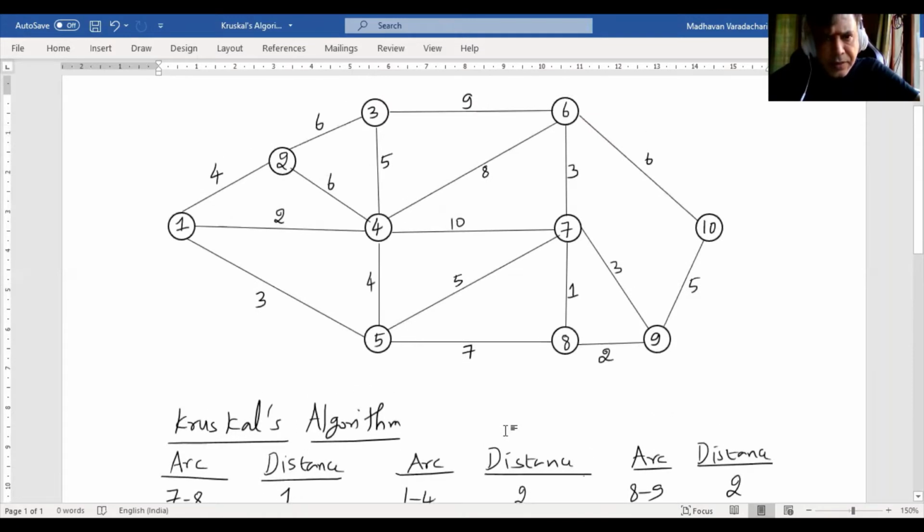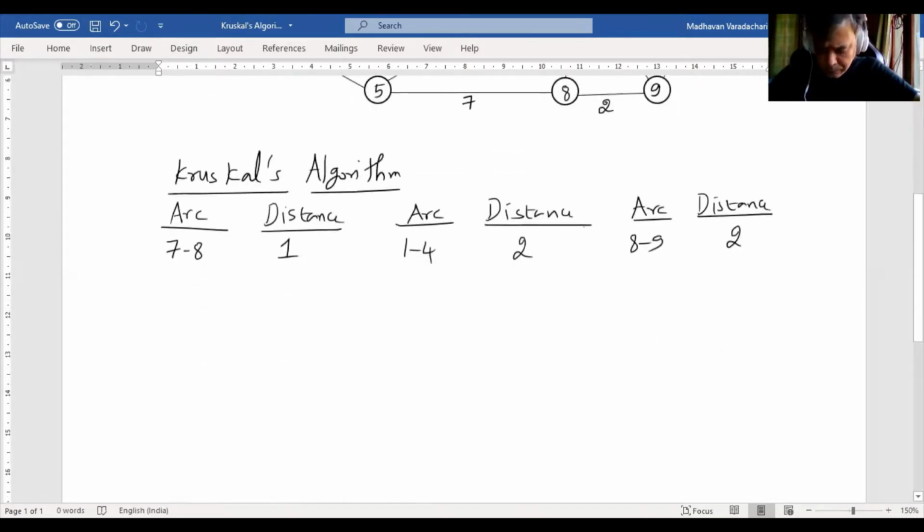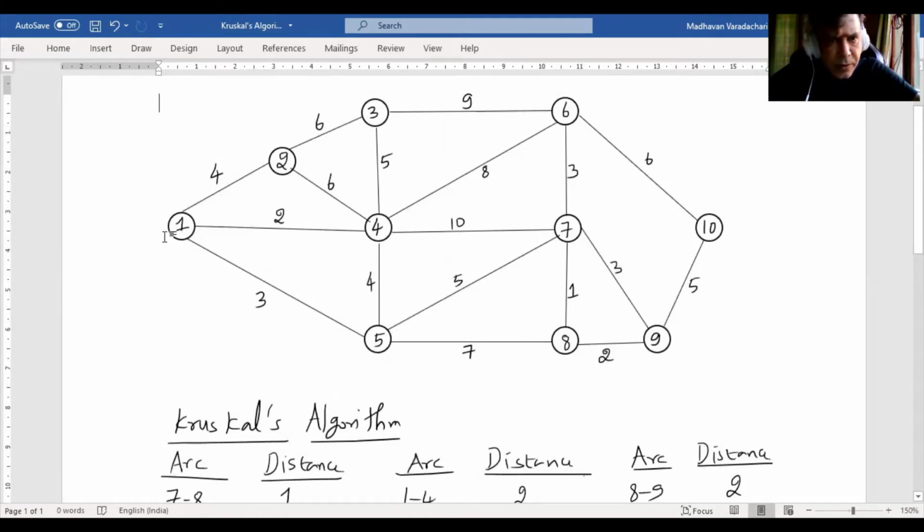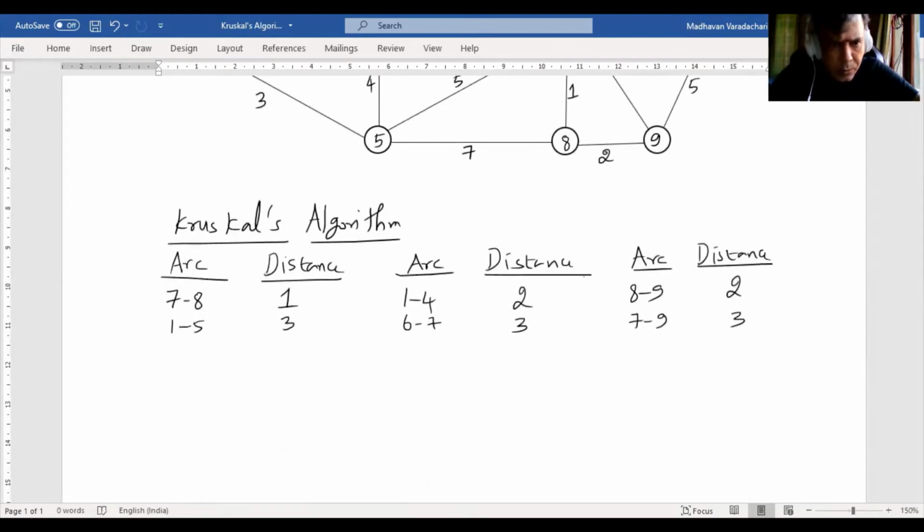Okay, then the next least is 3. We have 1 to 5, then we have 6 to 7, then we have 7 to 9. All of these are having distance 3. Then the next least distance is 4. We have 1 to 2, 4 to 5, both are having a distance of 4.